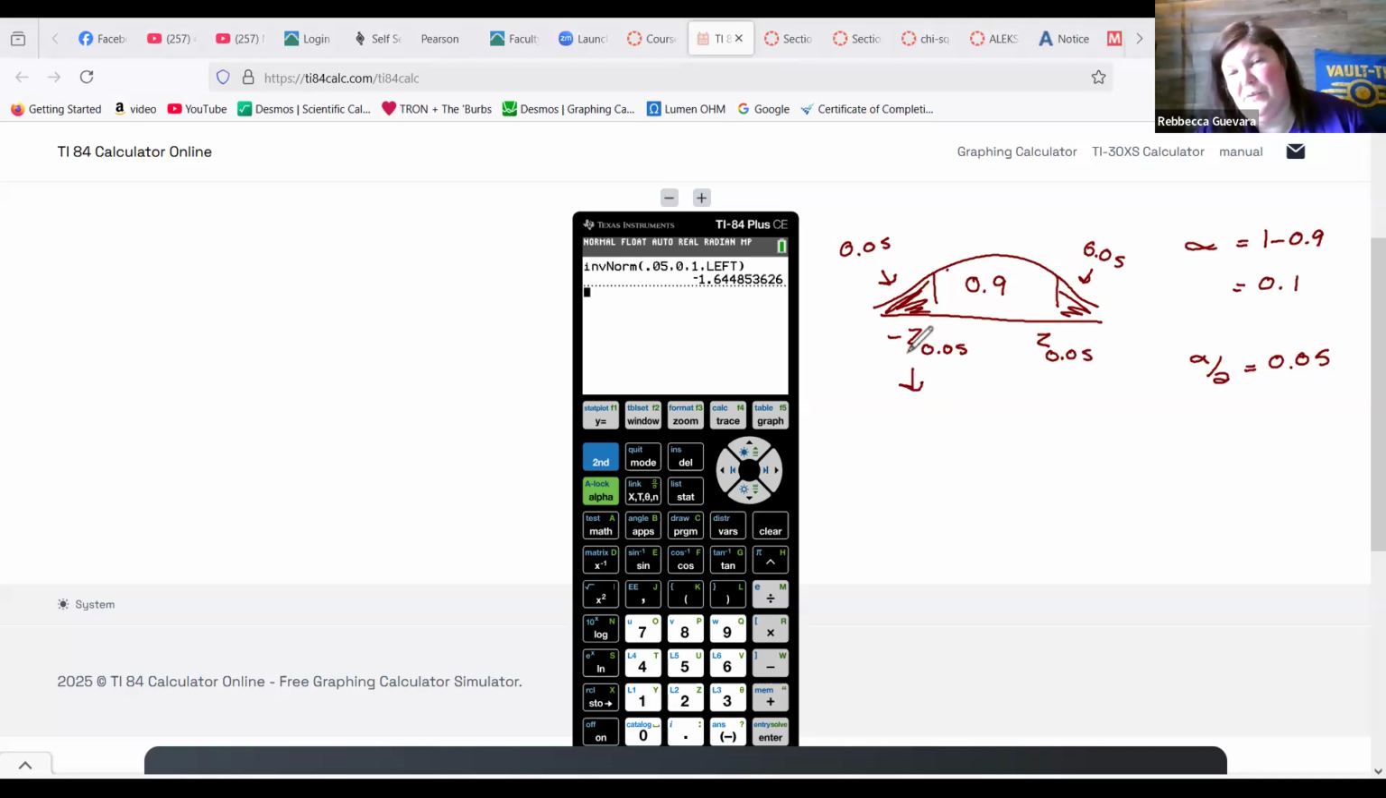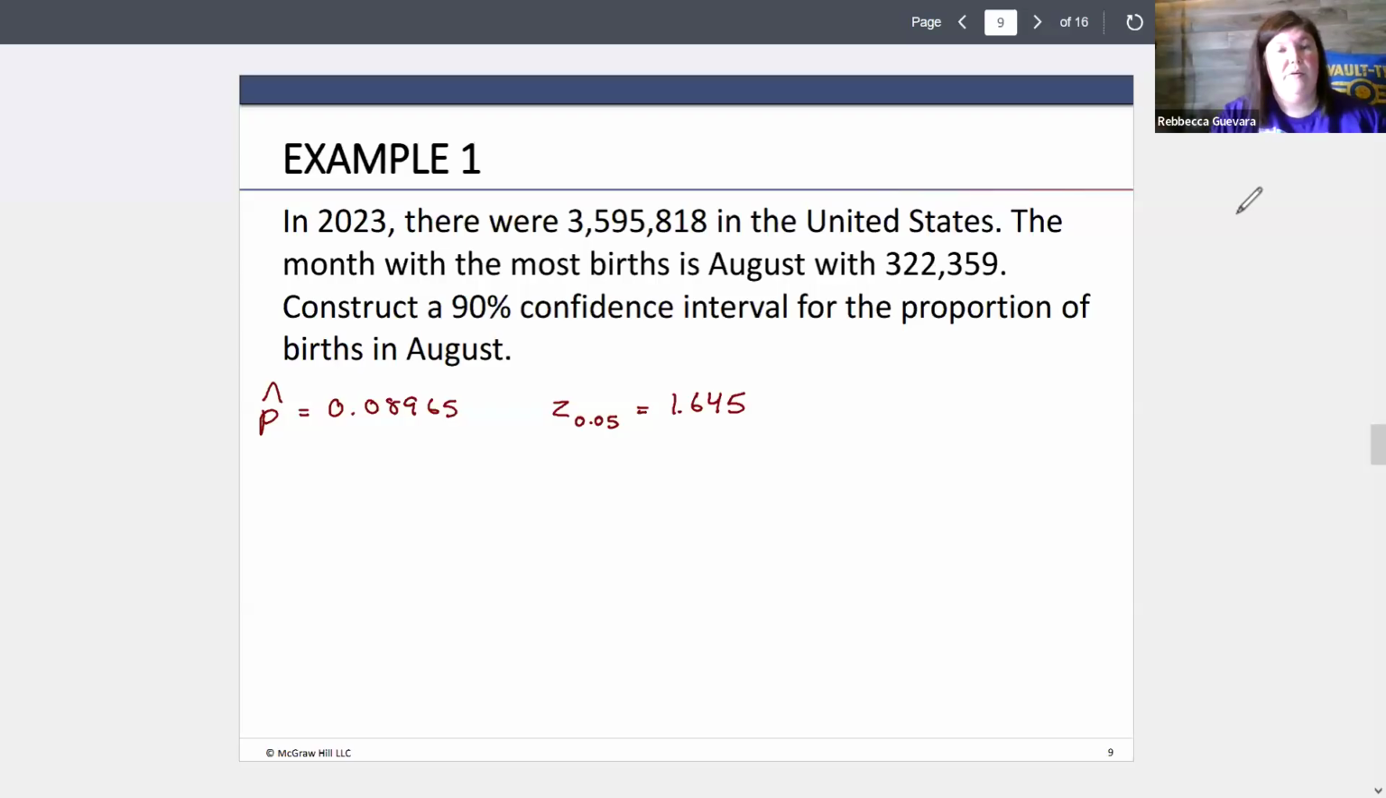So what we did was we found this z-score because we're looking at the area to the left of it, which is 5%. But we want this positive z-score, so all we did was change it from a negative to a positive. So like I said, just a quick reminder of how we do that. But that is what my z-score is going to be. That is my critical value. All right, so to figure out that confidence interval, we have our point estimate, we have our critical value, we just need to have our standard error.